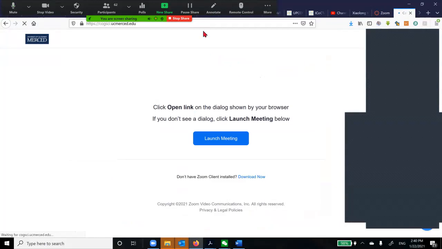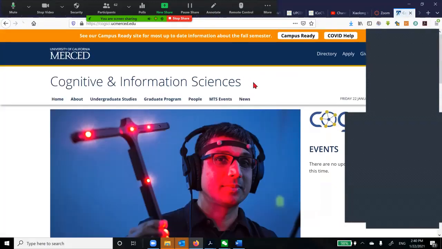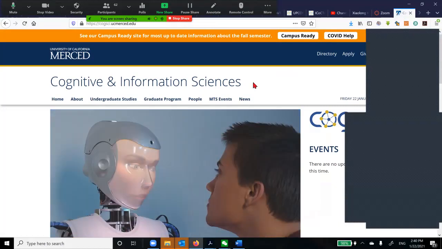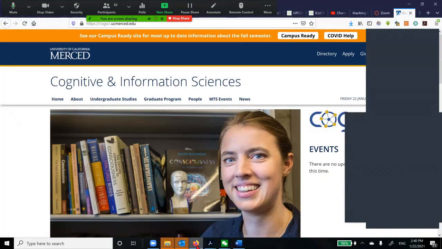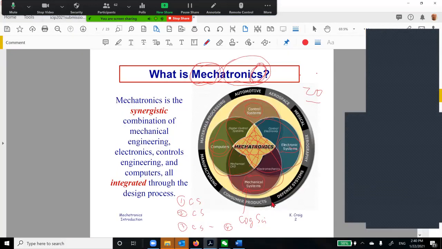Cogsci.ucmerced.edu. Yep, we do have a very strong program on campus. These professors are world class, doing cognitive and information science research. So therefore, mechatronics, from my point of view, is not just doing a good job in hardware, software, computer. You also need to think about functionality. You have more functionalities with lower cost. To have customer satisfaction, CS, you also need to consider another CS. That CS is called cogsci.